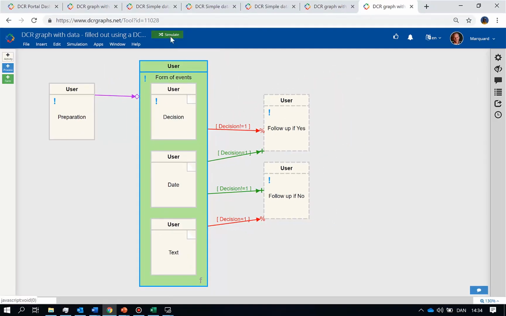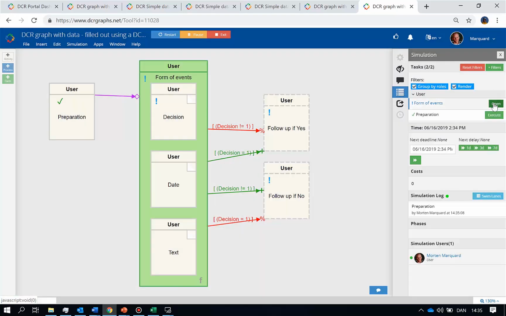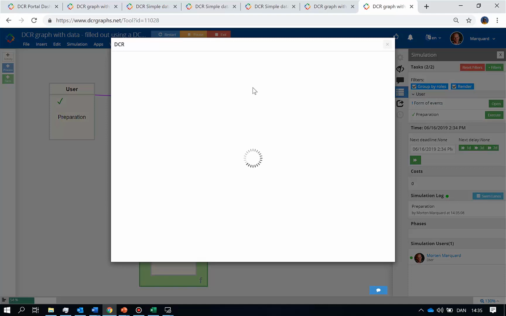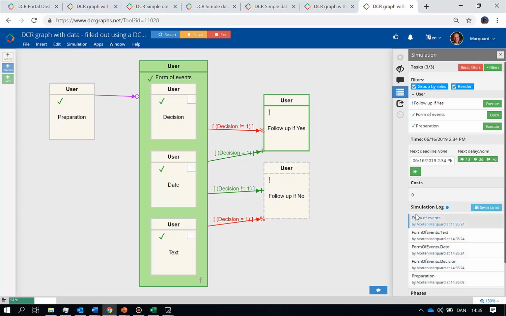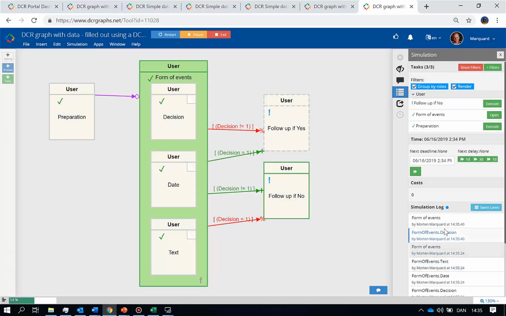Let's simulate this. As before, we click Start Simulation. First, we have to do the preparation. Then we have to open the form of events to make our decision, as well as filling out other data. We make our decision, we can fill out a date, we can write a text, and finally we submit the form. Once we submit the form, the events are executed, leading to follow-up if yes being included. As before, we can reopen the form and change our mind, as well as the values in the form. Once we close or submit the form, the values are again executed and the opposite event is included.